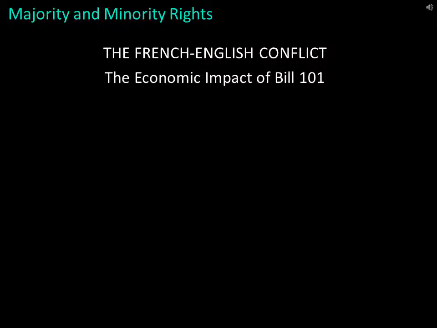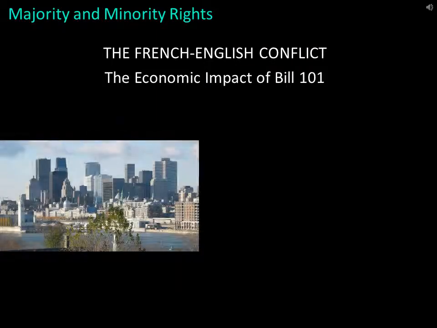The economic impact of Bill 101. The requirement that businesses be conducted in French resulted in many corporate head offices, most of which were in Montreal, relocating outside of the province. Most of them were moved to Toronto.